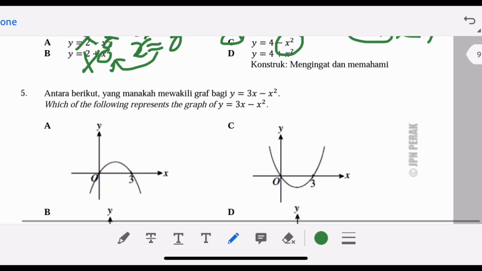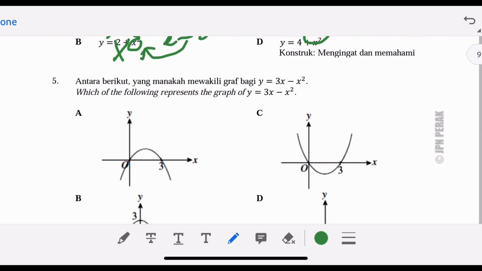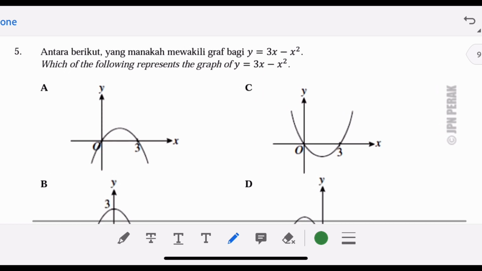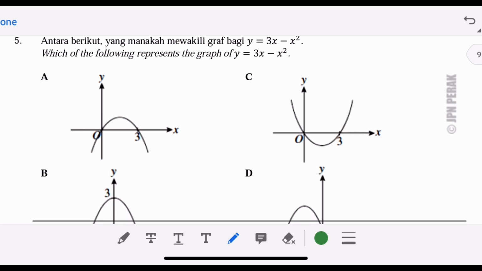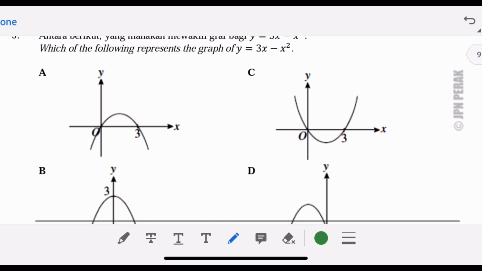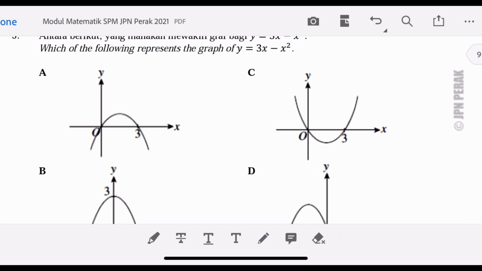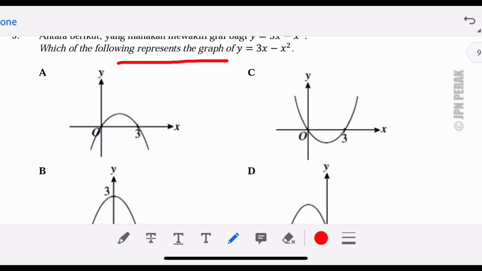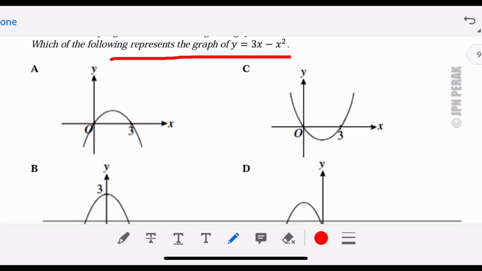So that's why we choose number 4 as answer C, right? Okay, so we have one more only. We have 5 questions only, right? I want you to do 5 objective questions for every topic so that you know how the question looks like in the SPM exam for the quadratic function, how the question is in paper 1. Alright, so which of the following represents the graph y equal to 3x minus x squared?